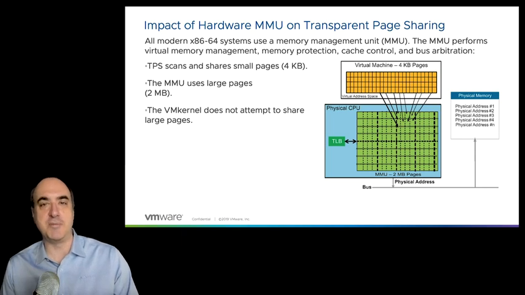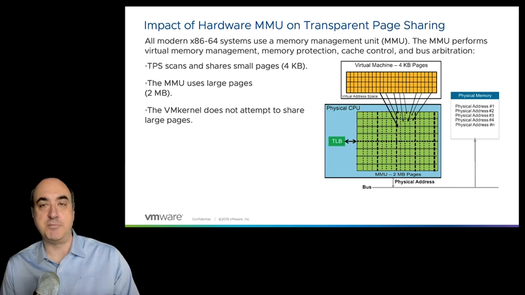When pages are 2 megabytes in size, the chances of two different 2 megabyte pages being the same is pretty non-existent, right? Having two 4K byte size pages be the same is actually far more common. But once they get mapped into these 2 megabyte pages, then the VM kernel doesn't bother looking for page sharing opportunities in that case.